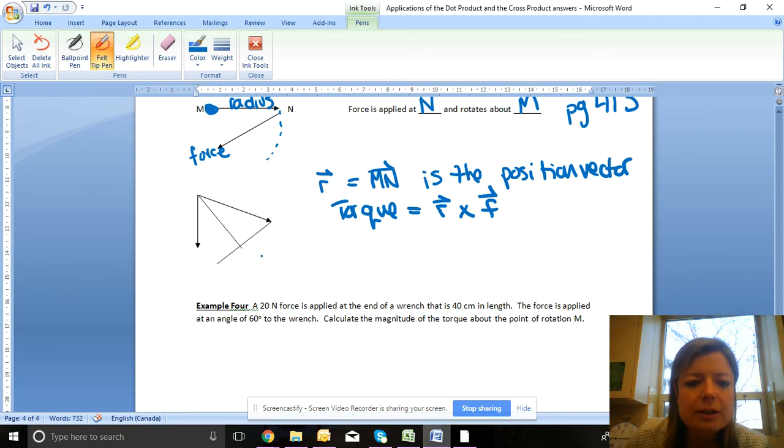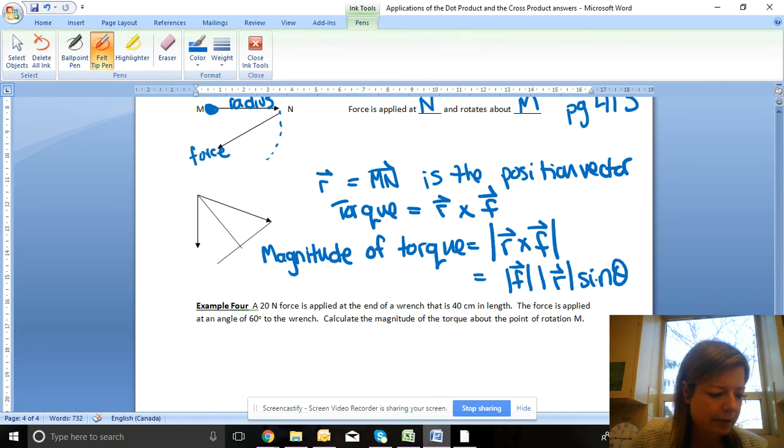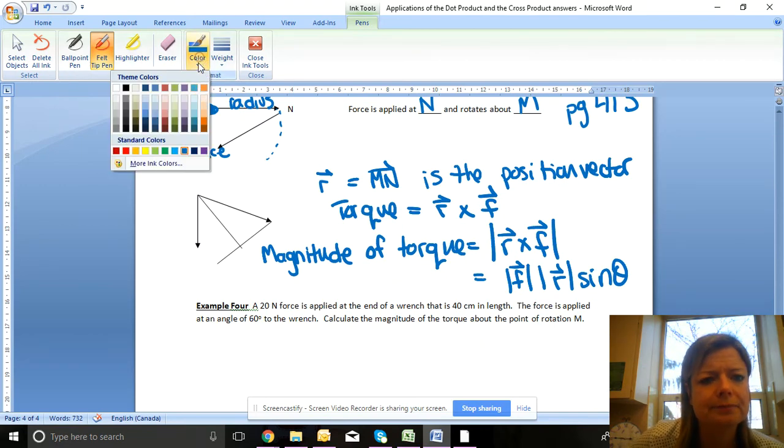So what you're going to be asked to do here is just understand how to find the magnitude of torque, which is the absolute value of this cross product, which we learned is going to be the magnitude of the force times the length of the radius times sine theta, where theta is basically the angle at which the force is occurring.